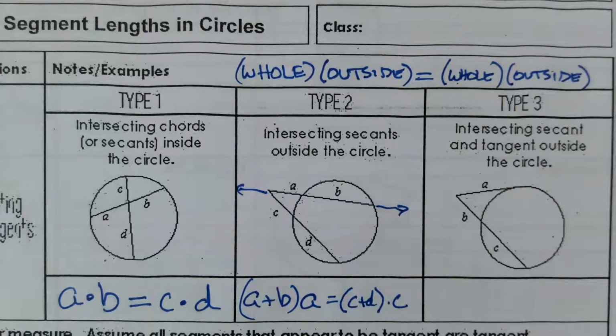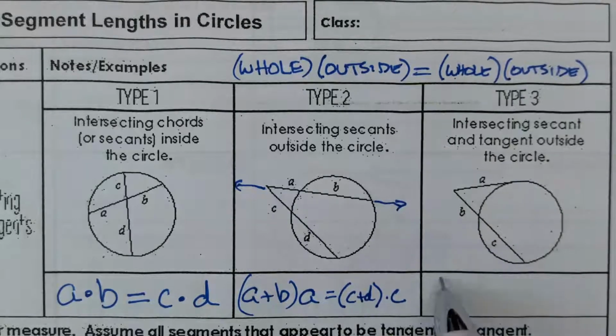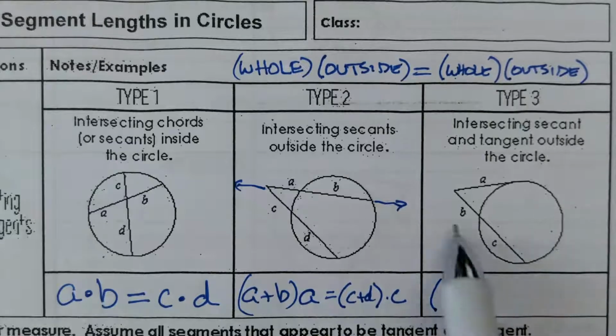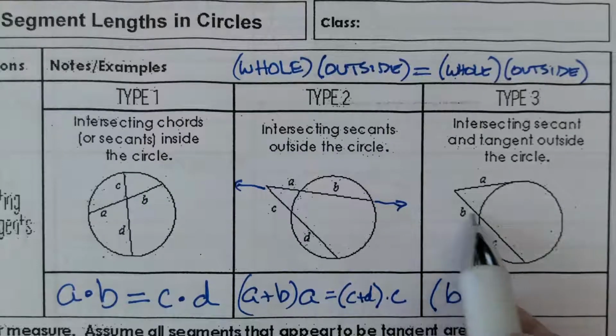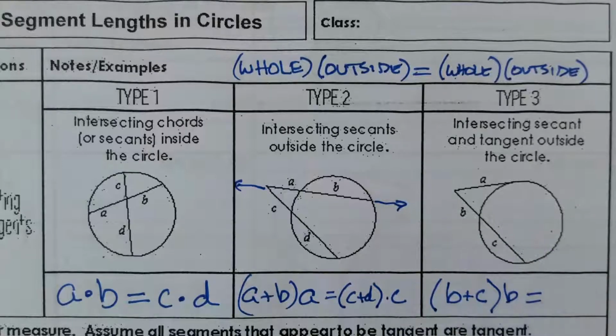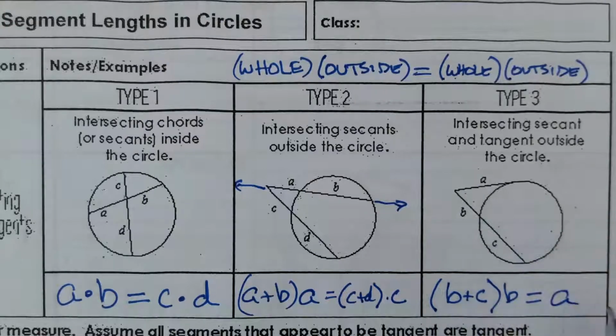In fact, it works so pretty that it works in this one as well. So what's the whole of this bottom one? Good, but we were adding them, right? B plus C. And what's the outside? B of the same segment equals, now here's where it gets weird. What's the whole of this top one? Yep. And what's the outside? A, so it's squared.